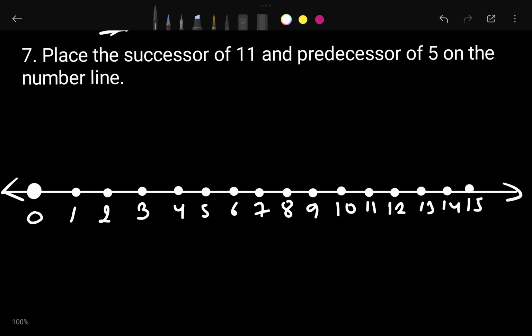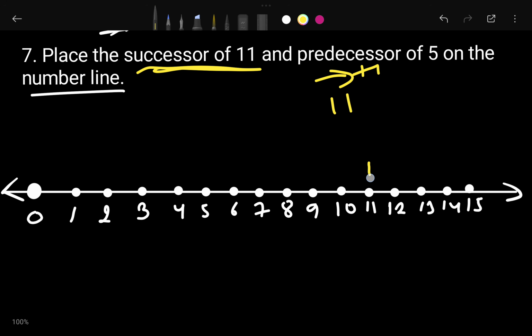Okay, so always remember, this is our number line. Simply, I made the number line. Now we have to see what will happen. The successor of 11 is asked. What will be the successor? Successor means plus 1, one step forward. So it is going to be 12.